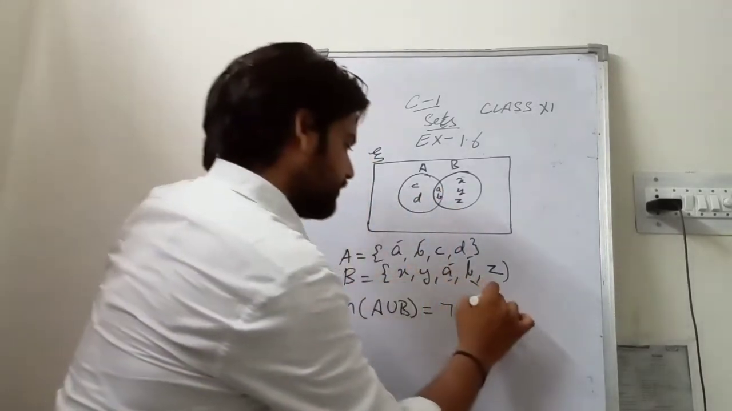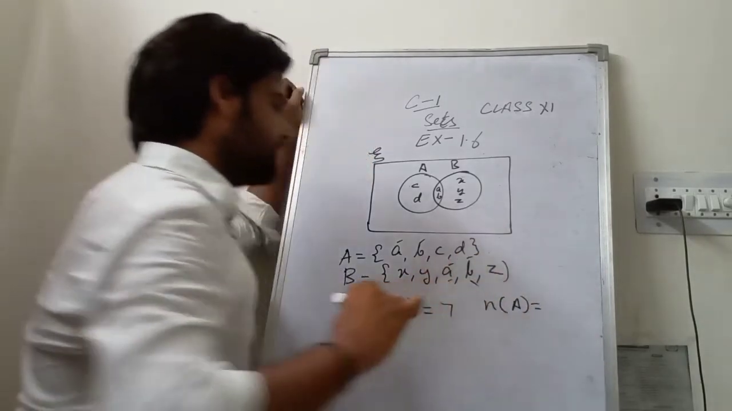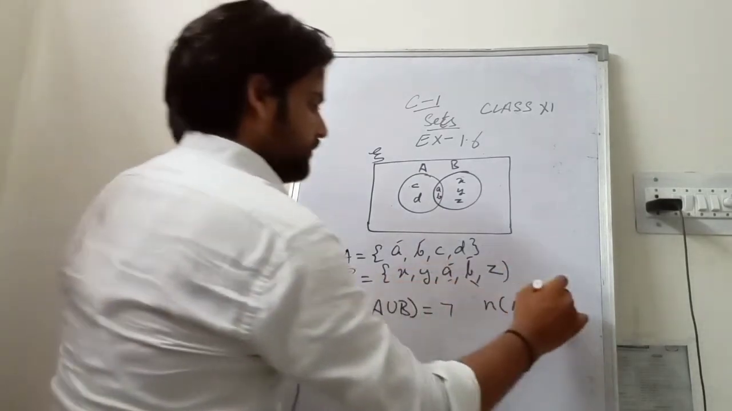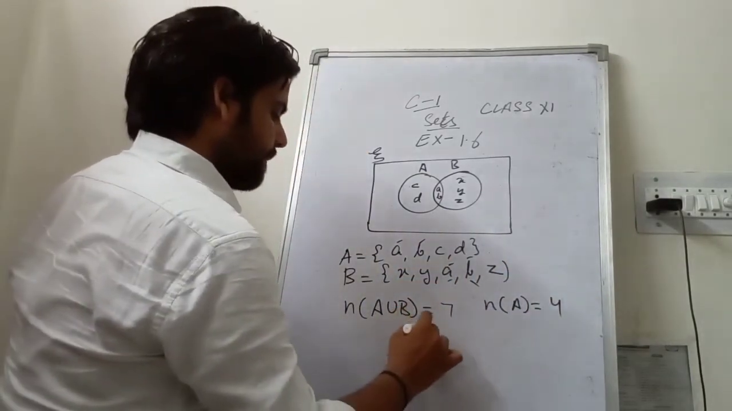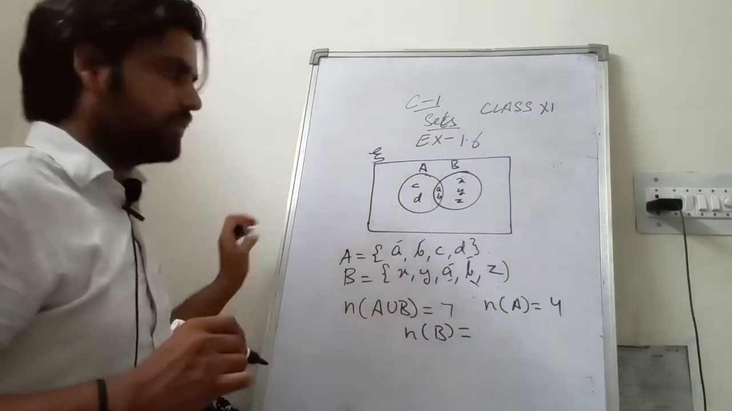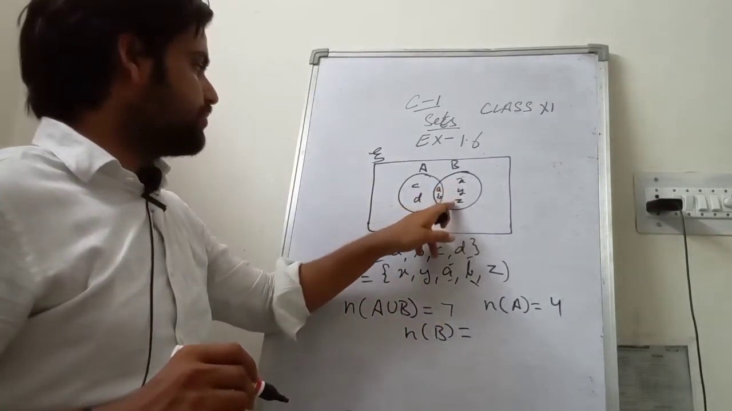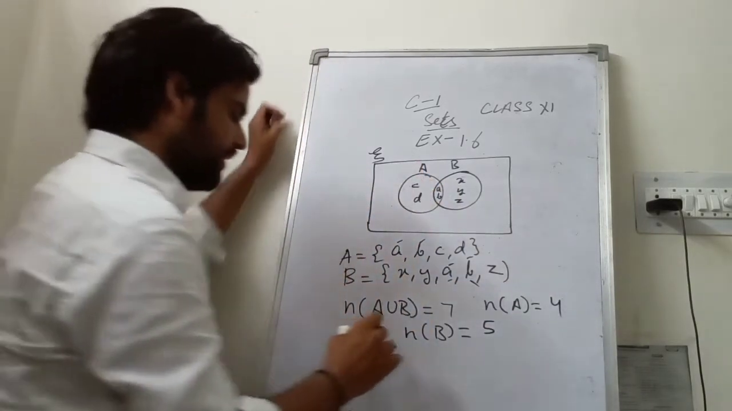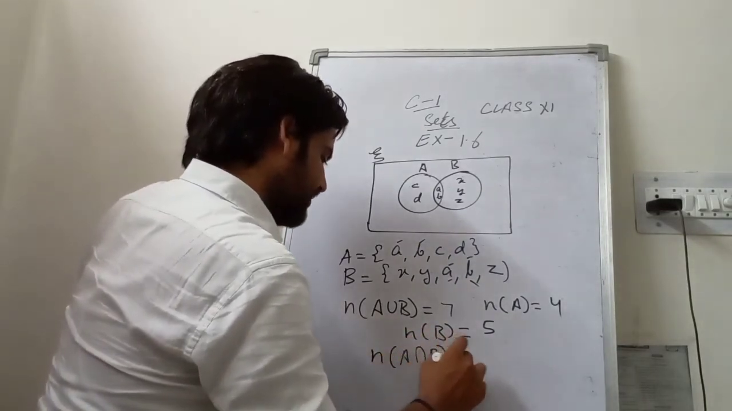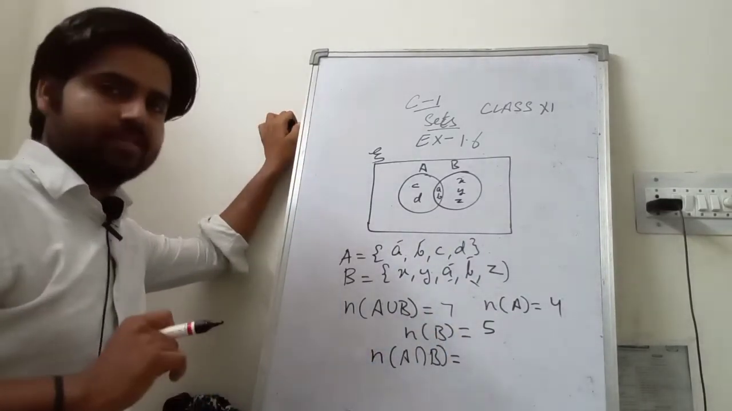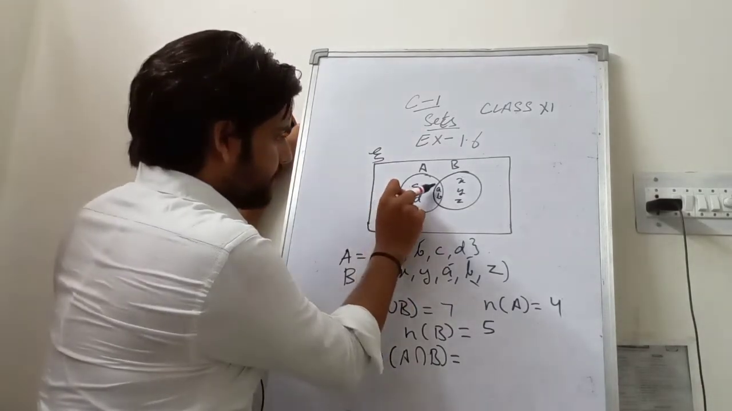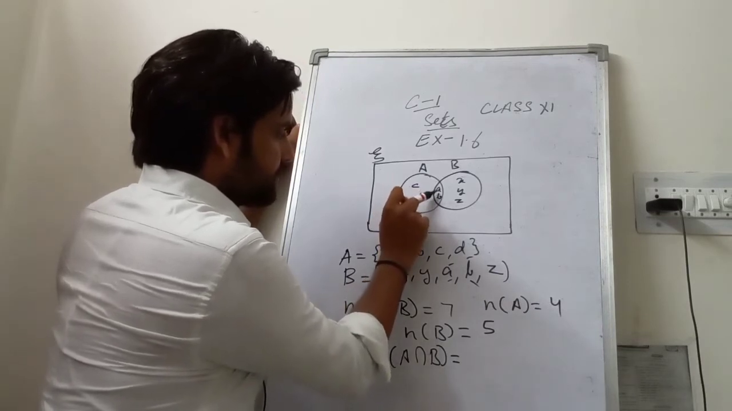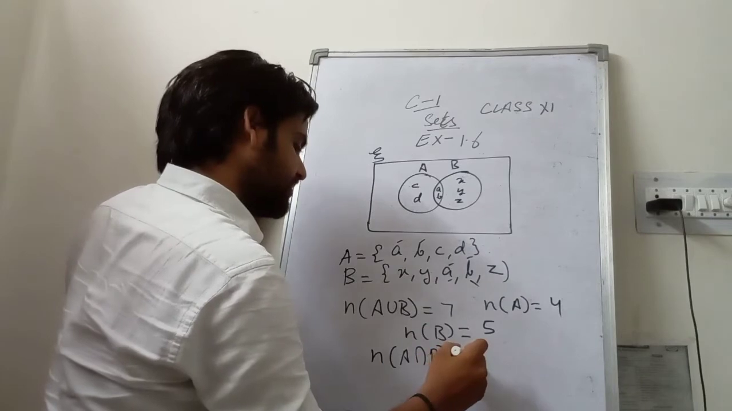Fine. Now the cardinal number of A. How many elements are present in A, that we are going to find out. 1, 2, 3, 4. So 4 are present in A. The cardinal number of B. How many are present in B? 1, 2, 3, 4, 5. 5 are present. Now with the help of the diagram, you can see the cardinal number of A intersection B. Intersection means the region which is common to both the sets. So how many elements are there in A intersection B? 2 elements. So the cardinal number of A intersection B will be 2.